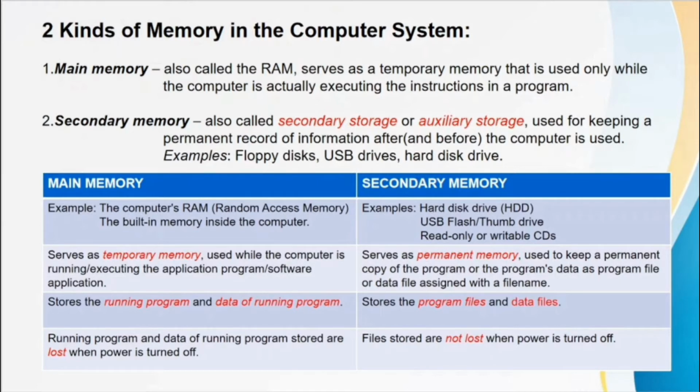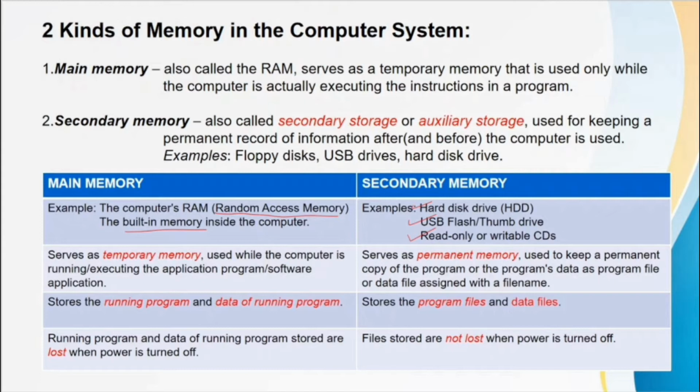In the table below, we have here a comparison of the two kinds of memories. First are the examples. The main memory is the random access memory, which is the built-in memory inside the computer. And for secondary memory, the examples are, as mentioned already, the hard disk drive, the USB flash drive or thumb drive, and the read-only or writable CDs.